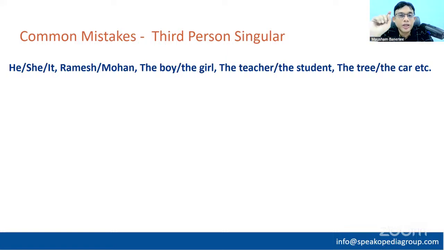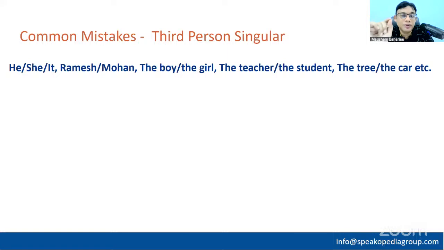Okay. So remember, there are two things, person and number. Person means first person, second person, and third person. Who is first person? I, we. You, second person. He, she, it, they, third person. Number is singular or plural. I is singular. We, plural. So same here also. Ramesh, Mohan, third person singular number. The boy, the girl, the teacher, the student, the tree, the car, third person singular number.